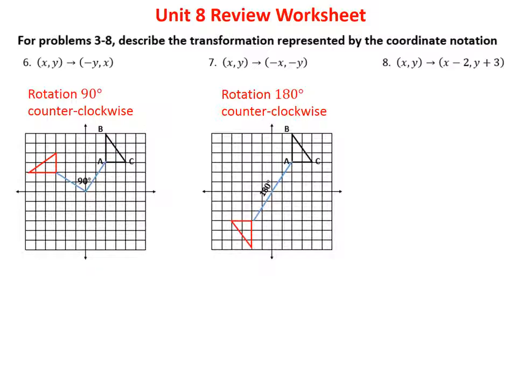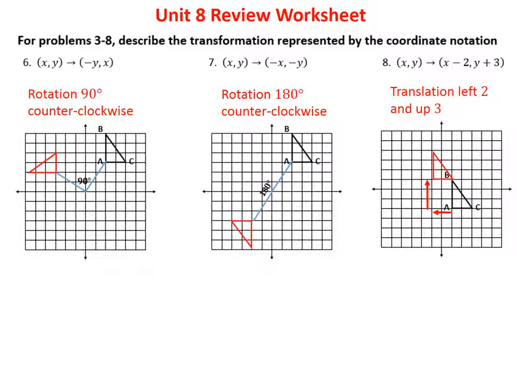And finally, number 8 is just a translation where we have x minus 2, which means I go 2 to the left, and y plus 3, which means I go 3 up. So it looks kind of like that: 2 to the left and 3 up.